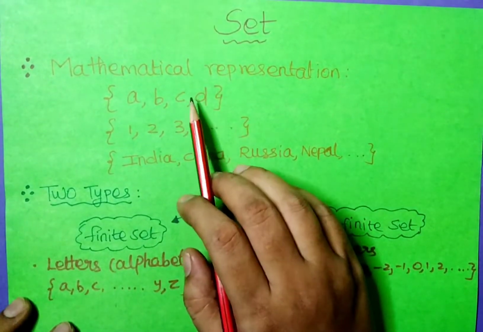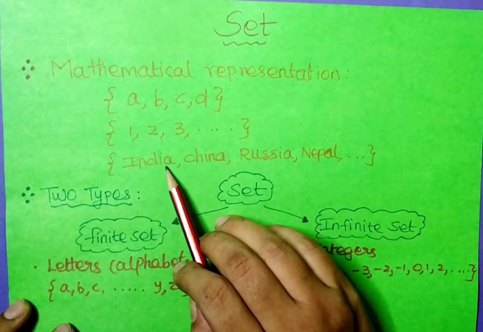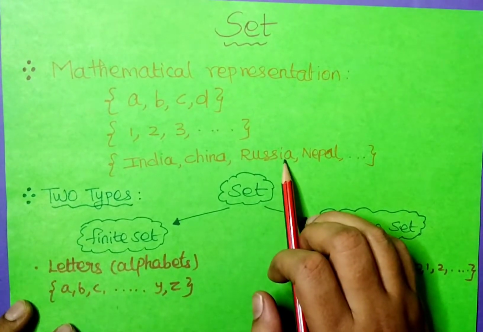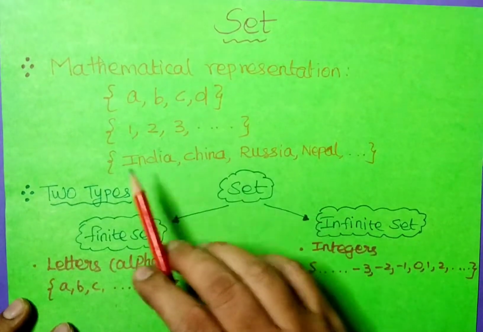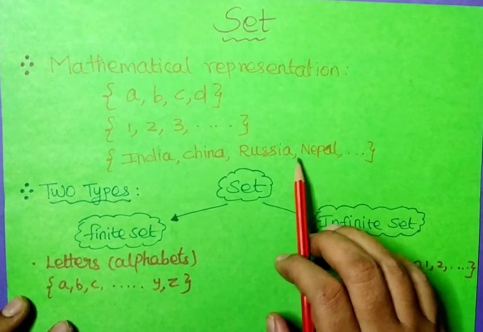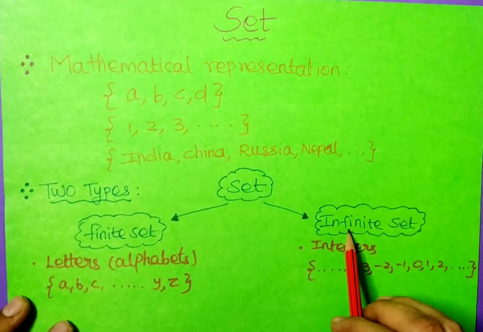You can use not only alphabets or numbers but also names, as in the previous example: the capitals, the names of your class students, the fruits, the companies, whatever it may be. We need to enclose them in set braces with commas. That is very important. And we have two types of sets: finite and infinite.